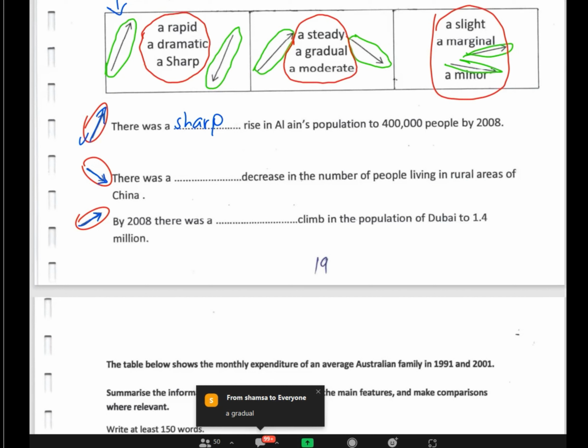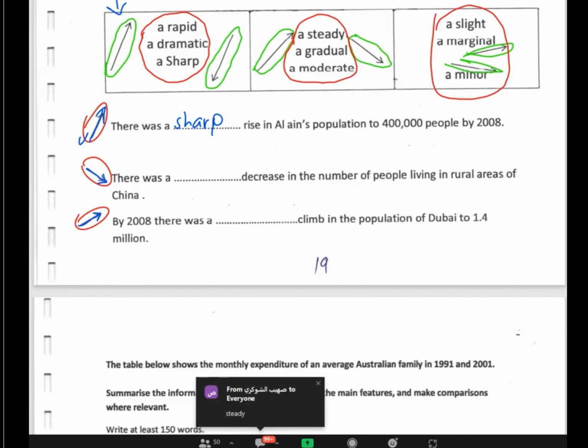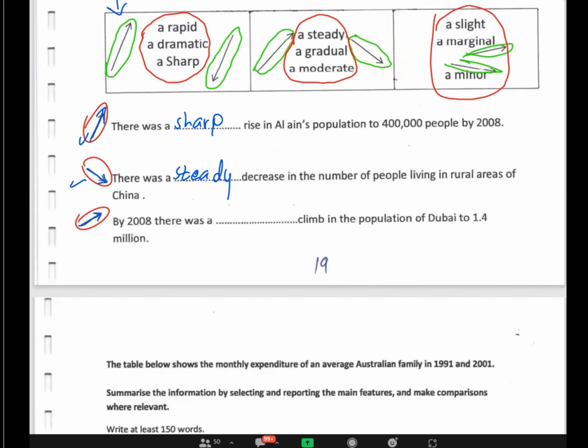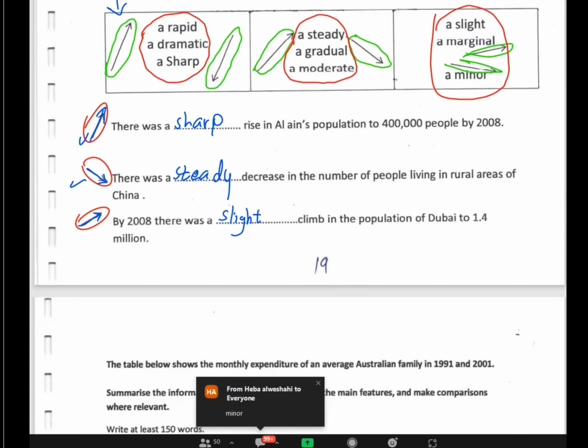Okay, number 2, there was a decrease, steady, or gradual or moderate. Because the movement here is not very high and not very low. It's in between. By 2008, there was a climb, a slight, or a minor or a marginal climb.